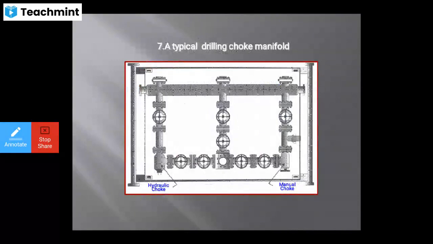Then this is your typical drilling choke manifold. So you can see the hydraulic choke and manual choke for regulating all the flow lines from your well to the surface.